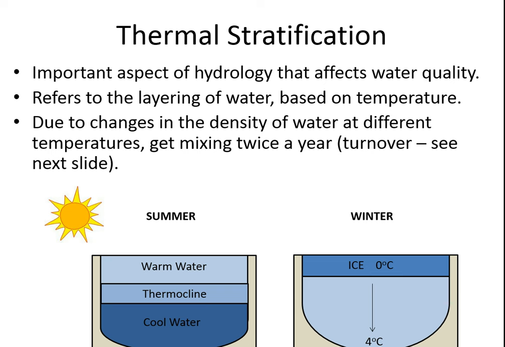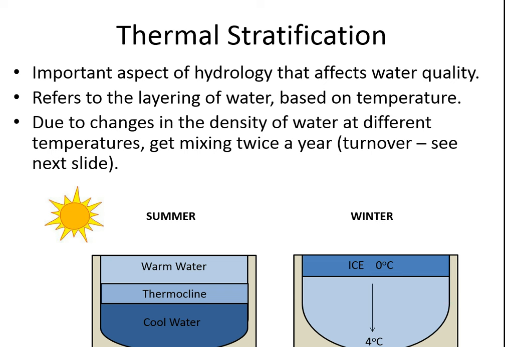And then the deeper layers of water are going to tend to be cooler, and that makes sense because we see much less contact with heat from the sun. In between those two layers, we get what we call a thermocline, and this is just that layer that exists between the warmer and cooler waters.